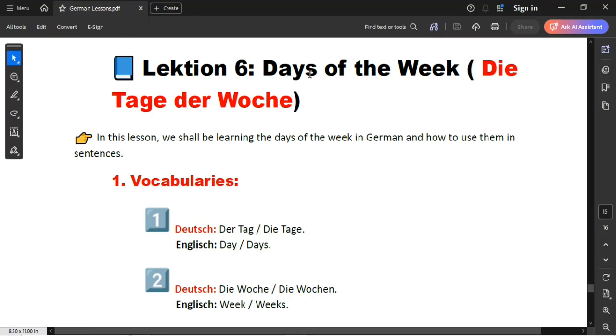Today we are going to look at Lektion 6, whereby we shall be looking at the days of the week. In Deutsch, we say die Tage der Woche, which means days of the week. In this lesson, we shall be learning the days of the week in Deutsch, and how to use them in sentences.